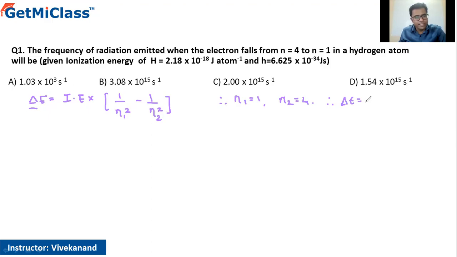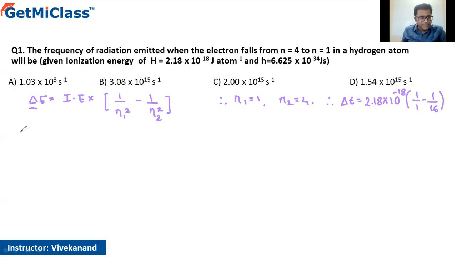So let's substitute the values: the change in the energy is equal to the ionization energy, that is 2.18 × 10^-18, the whole thing multiplied by 1 over 1 square minus 1 over 4 square. Because our transition is from the fourth, correct? So therefore, it becomes 16.